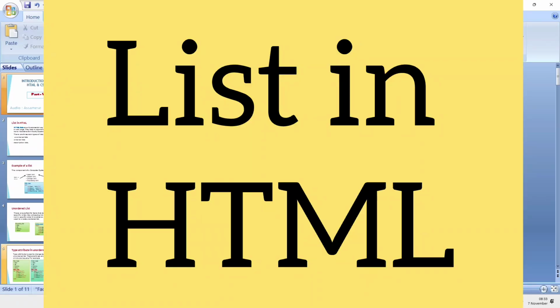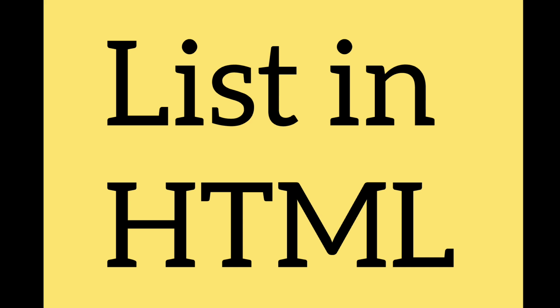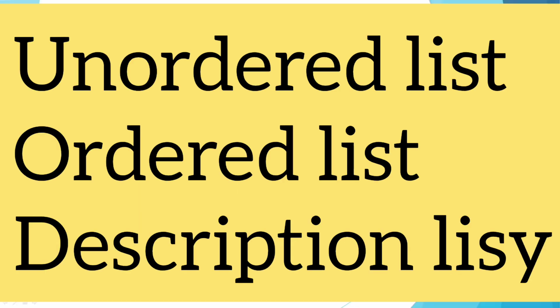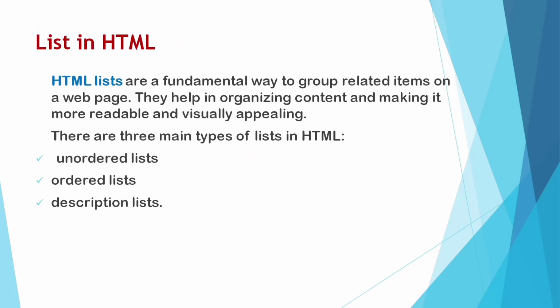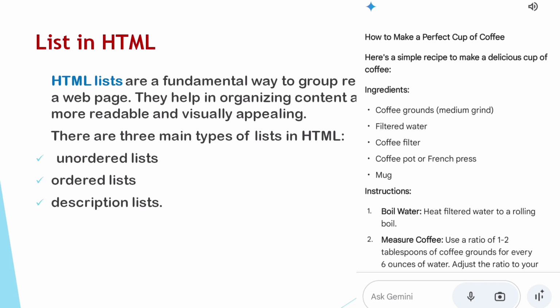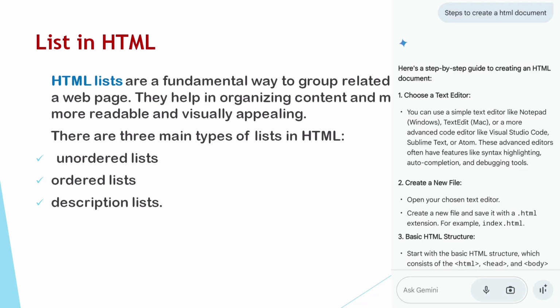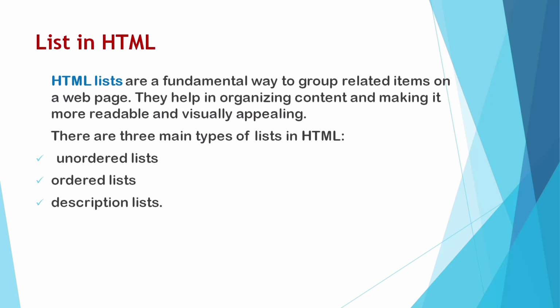In this video we are going to study about lists in HTML. First, why do we need a list? When you are reading a recipe, or the steps to solve something, the points are organized in bullets or numbers. If we organize related information in a group, this is called a list. In HTML we get mainly three types of list: ordered list, unordered list, and description list.